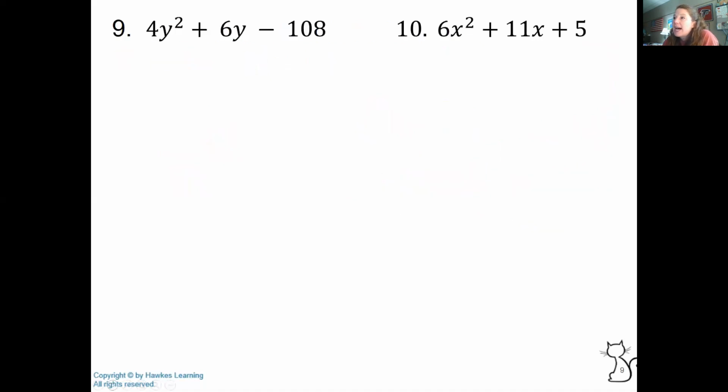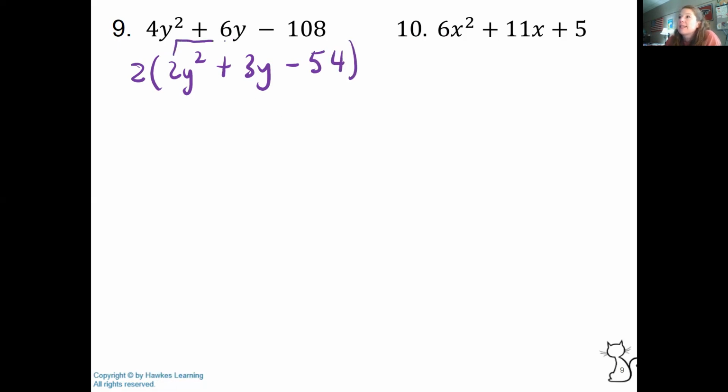All right, number 9. So can we divide 3 terms by something? We can. They're all even numbers. So we're going to pull out a 2 first. So then we have 2y squared plus 3y minus 54. All right, now we're going to use the AC method.